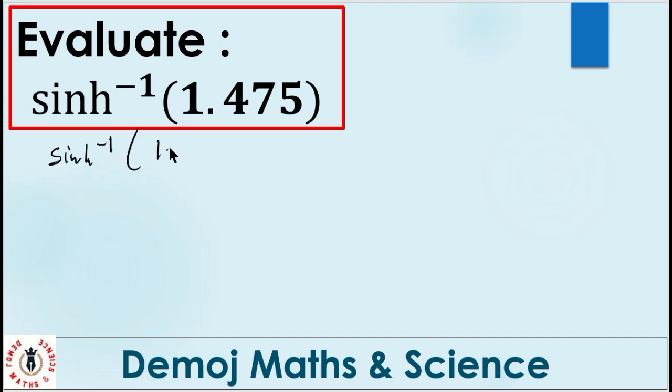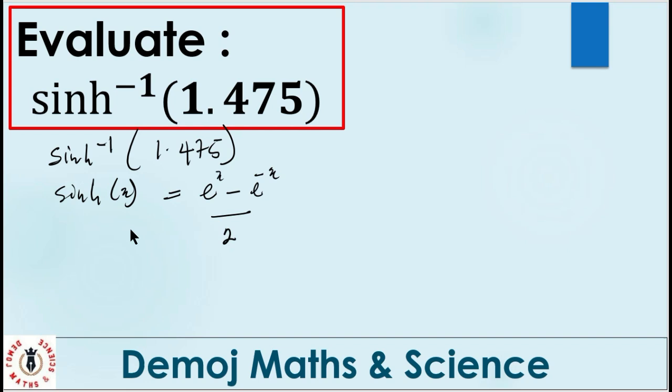of 1.475. Now, in our previous lessons, we said if sinh x is equal to e raised to power x minus e raised to power minus x over 2. Now, if the whole of this expression is equal to 1.475, that means e raised to power x minus e raised to power minus x over 2 is equal to 1.475. Now we can cross multiply.